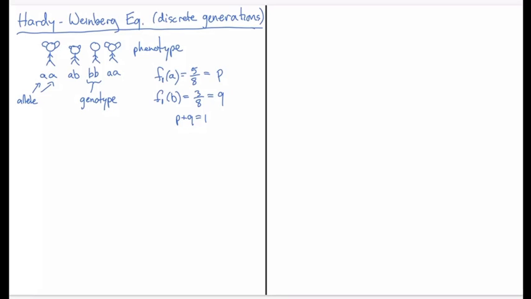Okay, so we can also talk about the frequency in the first generation of the genotype AA, and in this case, half of them have AAs, a quarter of them will have AB, and another quarter of them will have BB.